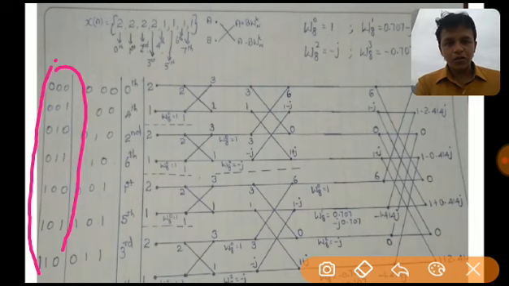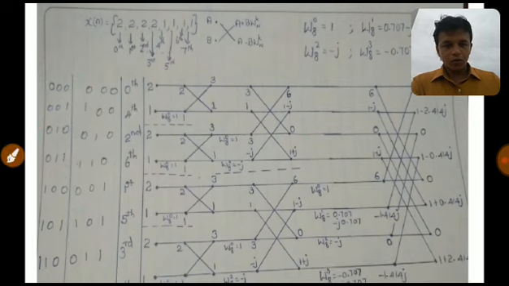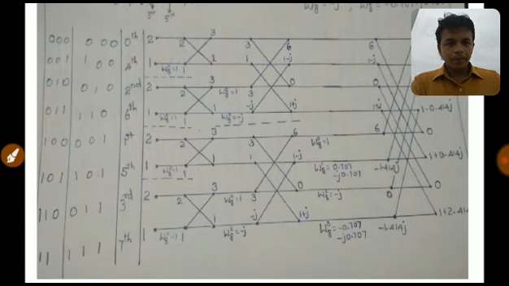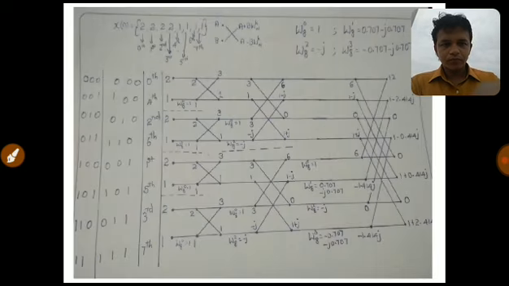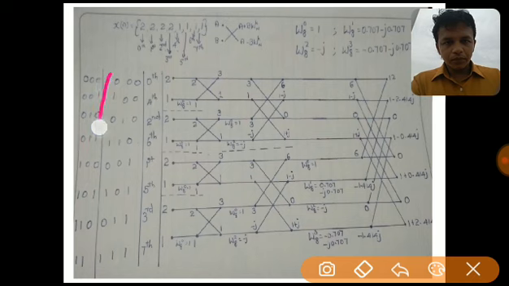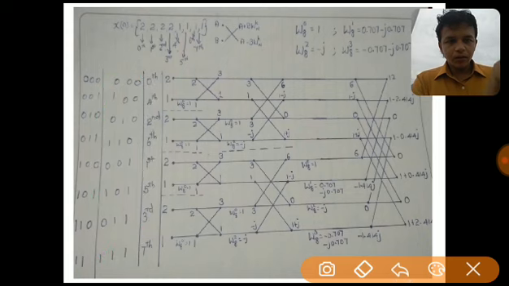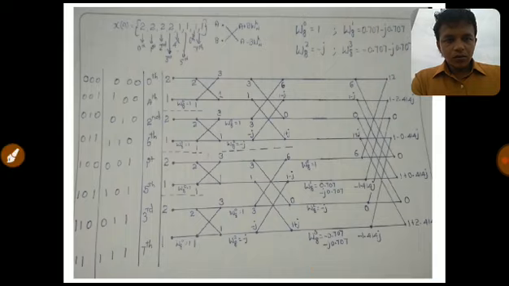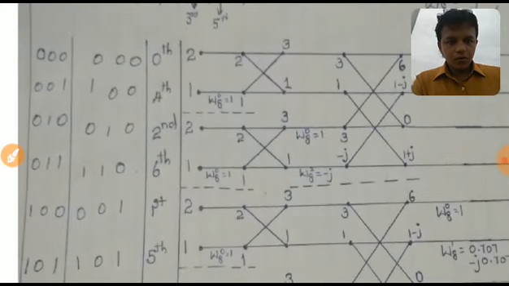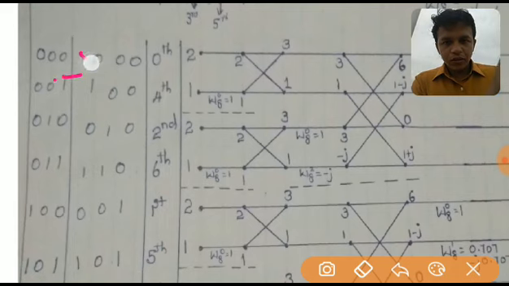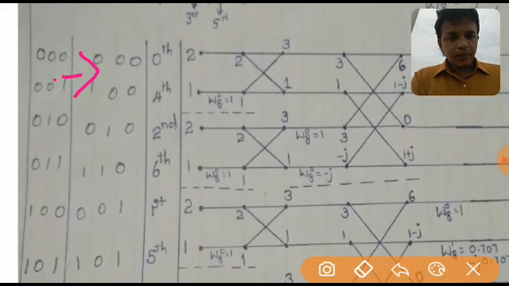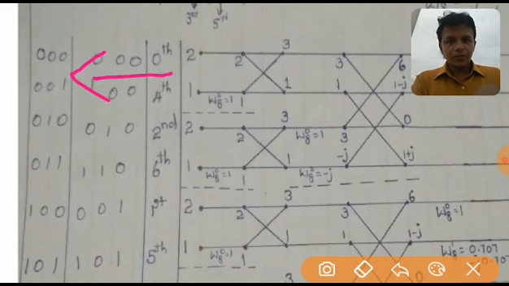So 0 is written as 0 0 0, 0 0 1, 0 1 0, 0 1 1, 1 0 0, 1 0 1, 1 1 0, and 1 1 1. I have written it like this. And in this column, I have written the bit reversal order. So what have I done? While writing the bit reversal order in the next column, I have written the same number in this direction, from right to left.